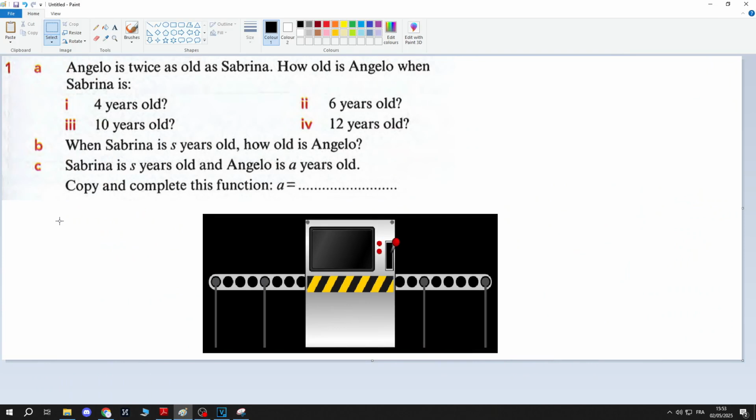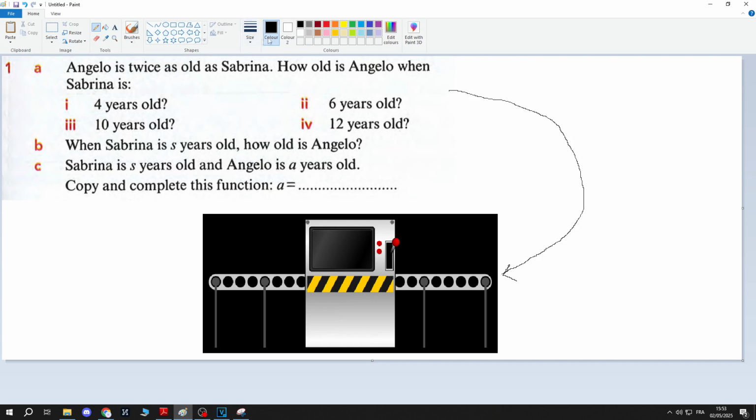So question 1A says, Angelo is twice as old as Sabrina. And all they're asking for now is how old is Angelo when Sabrina is 4 years old, 6 years old, 10 years old, and 12 years old. And we could use the same function machine we talked about at the start to solve this. So let's say that Sabrina's age will be what's going to be put at the start of the machine, and Angelo's will be the age that comes out.